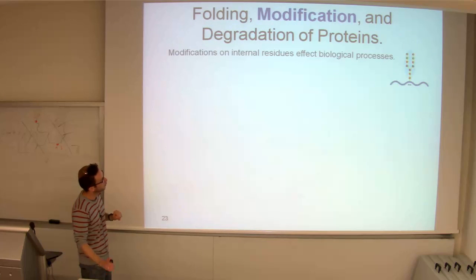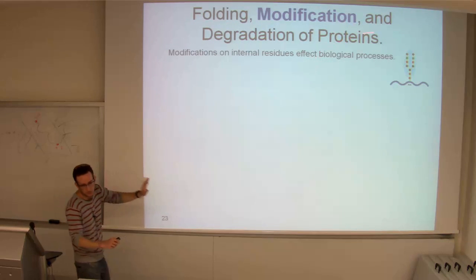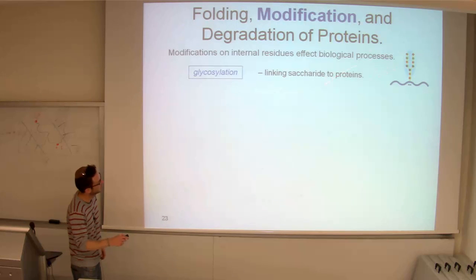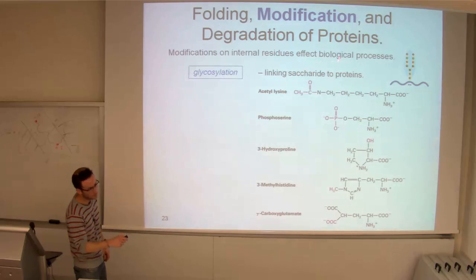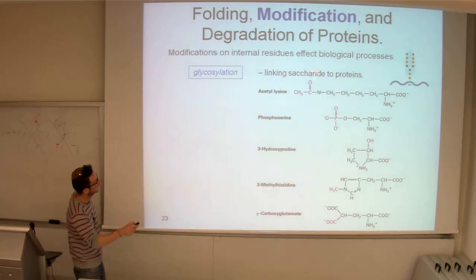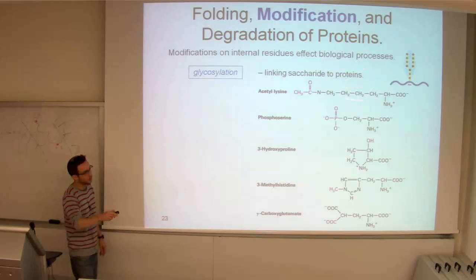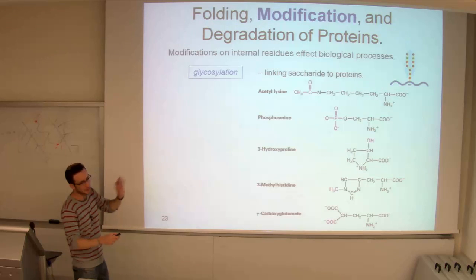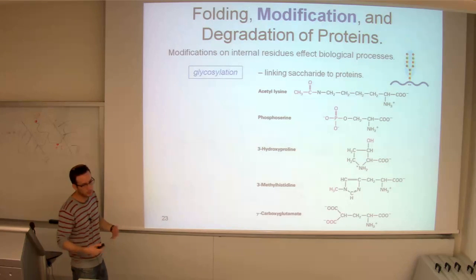Okay, more modifications other than the acetylation. These are examples of modification on internal residues somewhere in the protein, and all of them obviously affect biological processes. So glycosylation, linkage of a saccharide, which we've discussed last time, to a protein. Secreted proteins usually undergo this modification of glycosylation. It's thought that outside the cell, in the more harsh environment, glycosylation has a protective role.